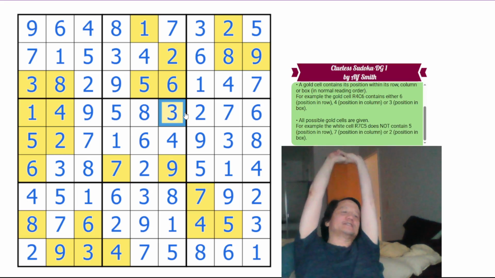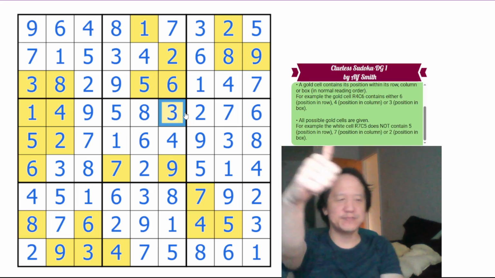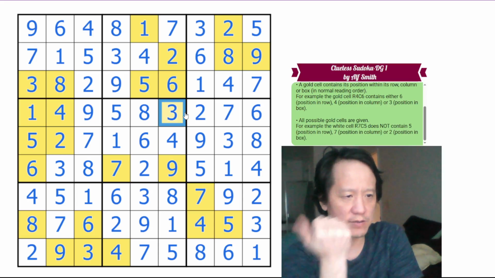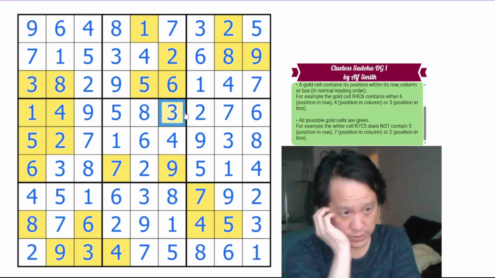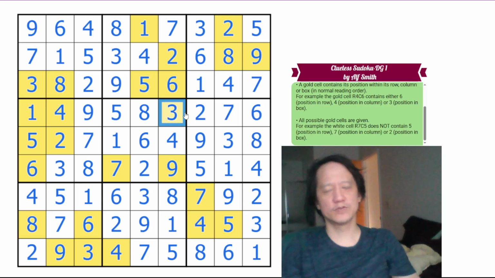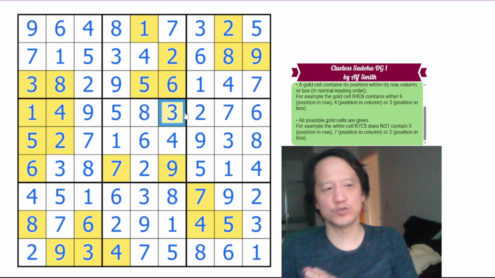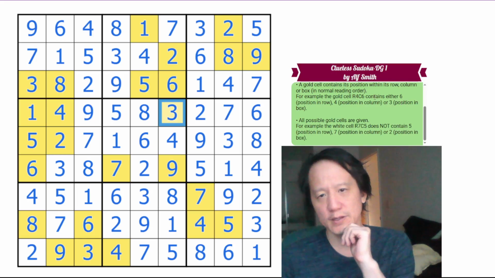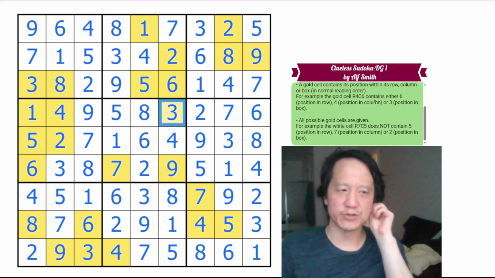You're guaranteed to have a gold cell in every position at least once by disjoint set rule, and then every row once, every column once. So that's actually a very interesting restriction on this gold cell constraint. But I still wouldn't consider this very easy, though. I think I would consider this easy.